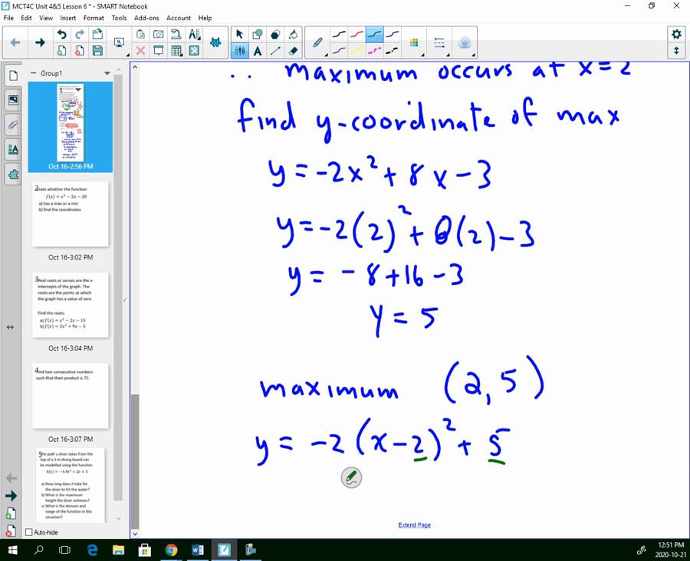That's the vertex. So it's just an easier way to put it in vertex form and to find the vertex.